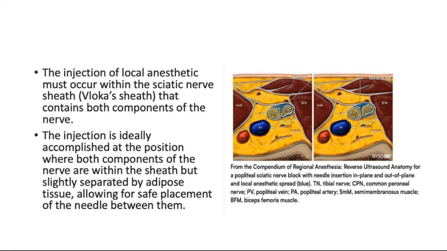So the injection of the LA must occur within the sciatic nerve sheath, which is also called Vloka's sheath, that contains both components of the nerve. So the injection is ideally accomplished at the position where both components of the nerve are within the sheath but slightly separated by adipose tissue, so that you just poke somewhere in between here and then the LA will float in between these two.